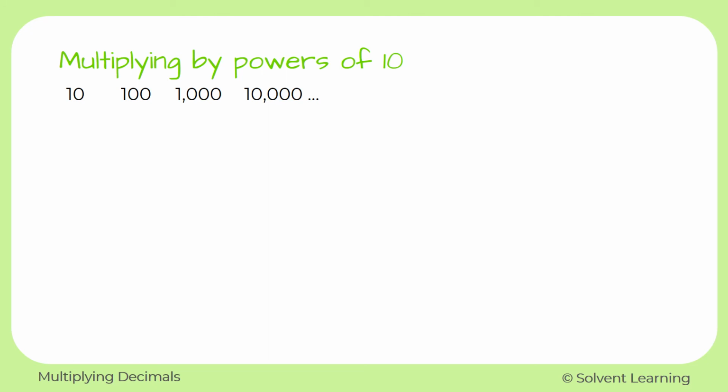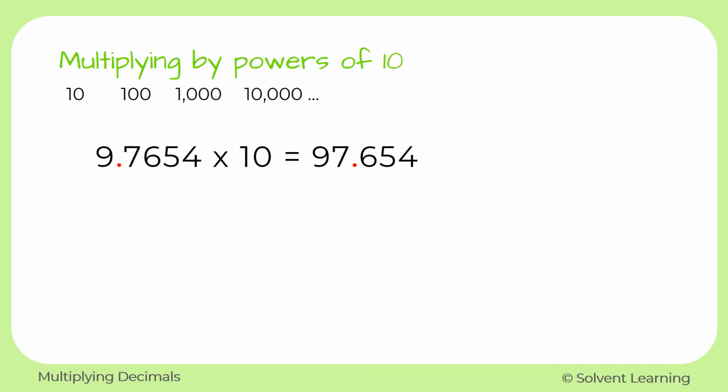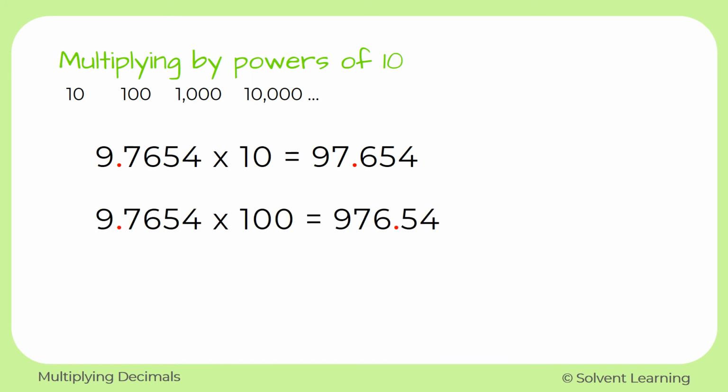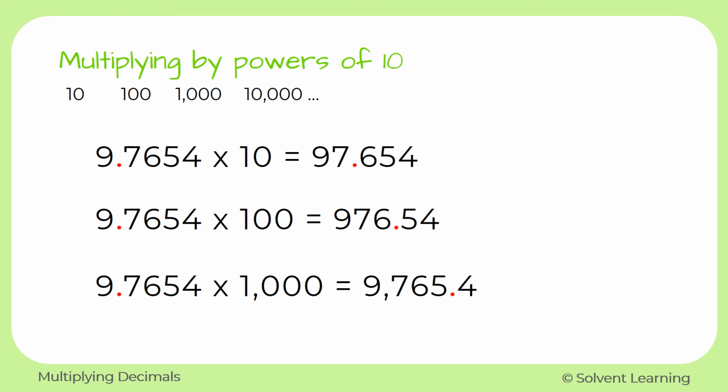Now let's see what happens when we multiply a decimal by a power of 10. First we have 9.7654 times 10. That's going to equal 97.654. Notice that the decimal point really just moved to the right one place value. Instead of it being after the 9, now it's after the 7. If we multiply that same number by 100, now the decimal point moves 2 places to the right, so that it's after the 6. And if we multiply by 1,000, it'll move 3 places to the right. Now it's after the 5.